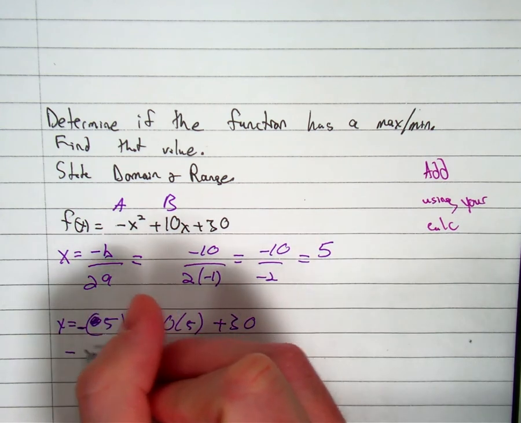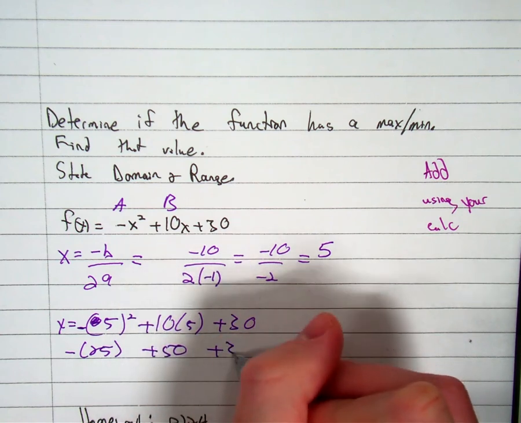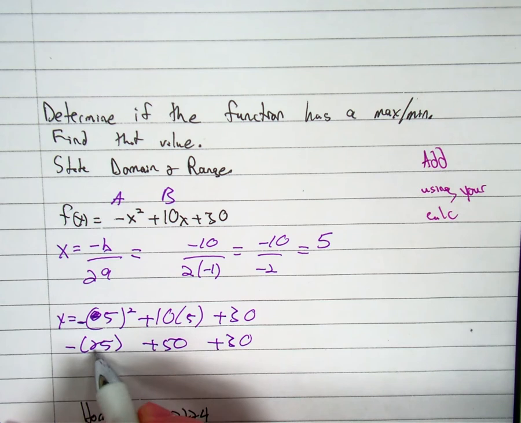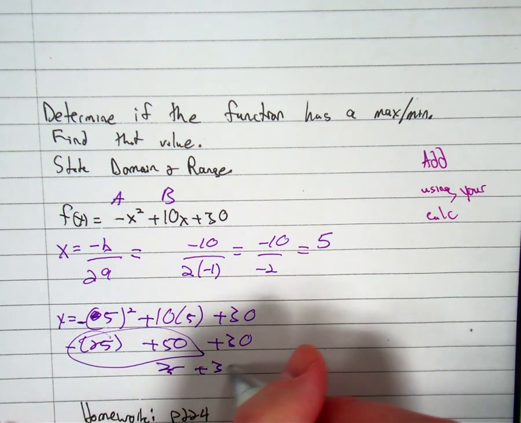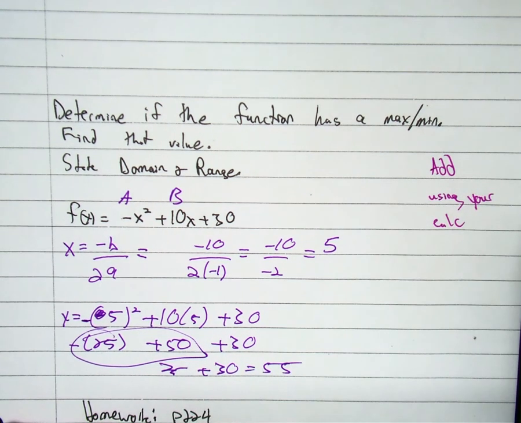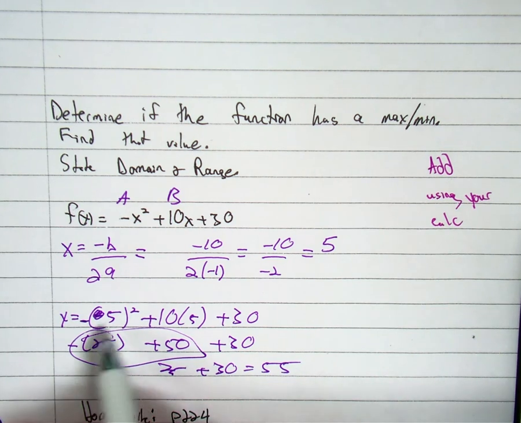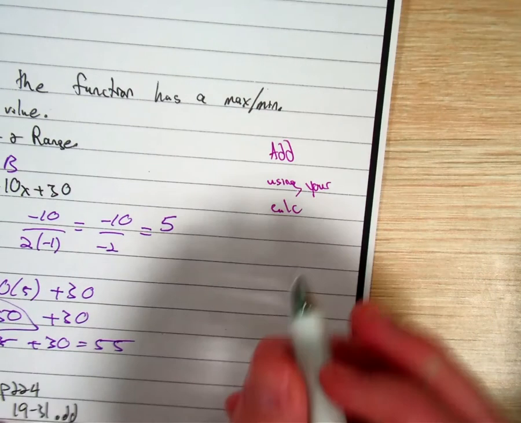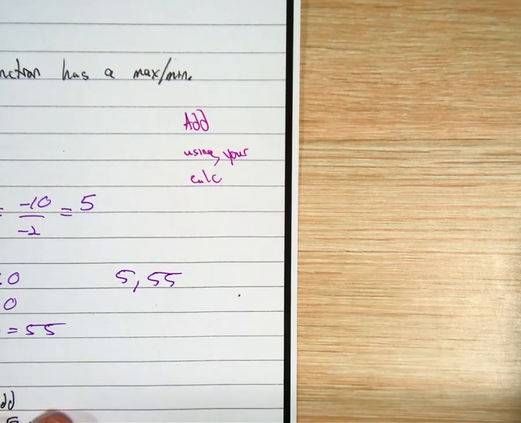So we have -25 plus 50 plus 30. Okay. 25 plus 30, 55. Double check that for me, guys. I might have made a mistake. That negative sign, misplacing that a couple times has me a little nervous. So I have 5, 55.